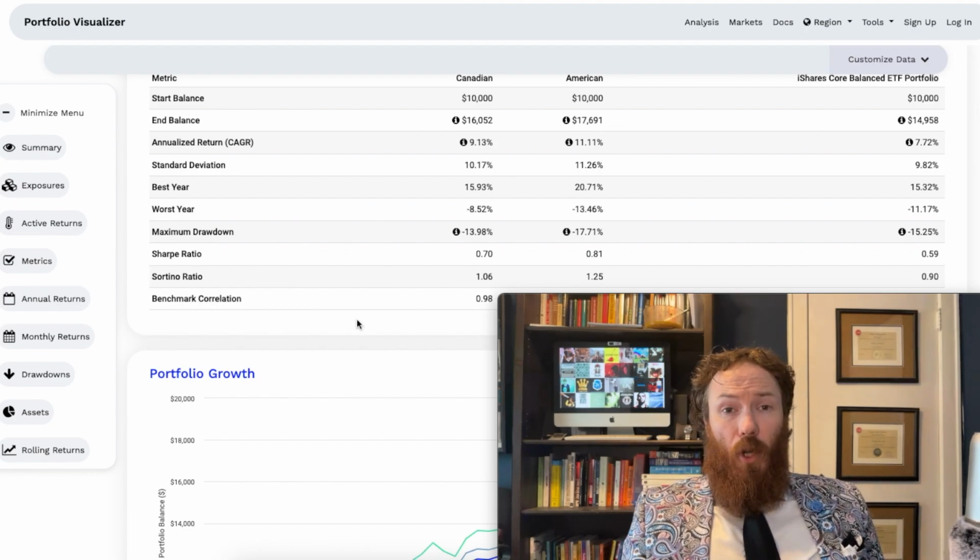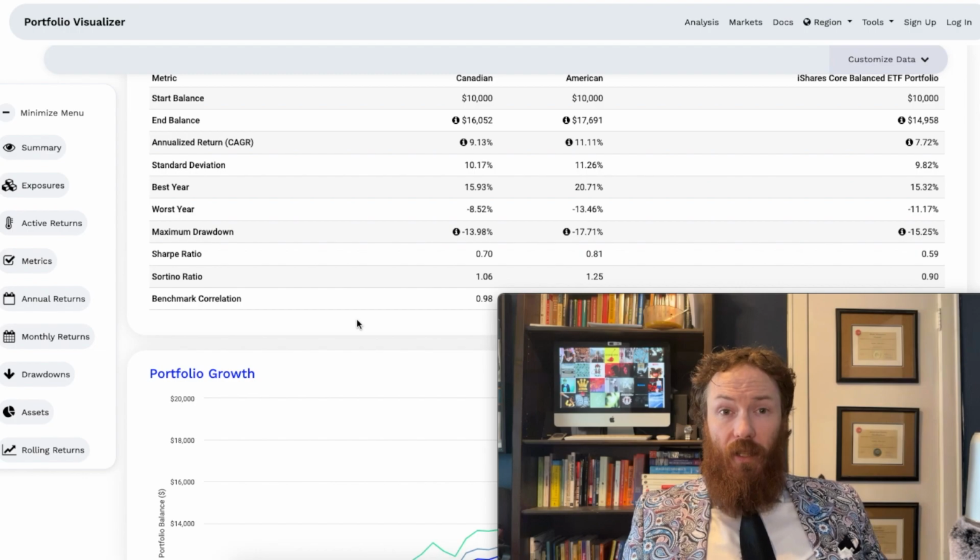So for these 60-40 portfolios, they're not bad performance. We're seeing 9 and 11%. This is a 60-40, a safer portfolio. You're not going to have a lot of standard deviation with these.